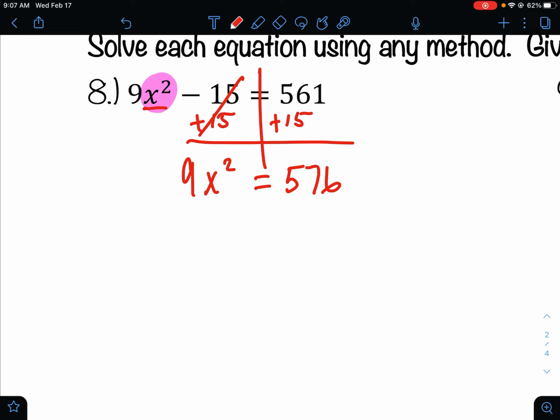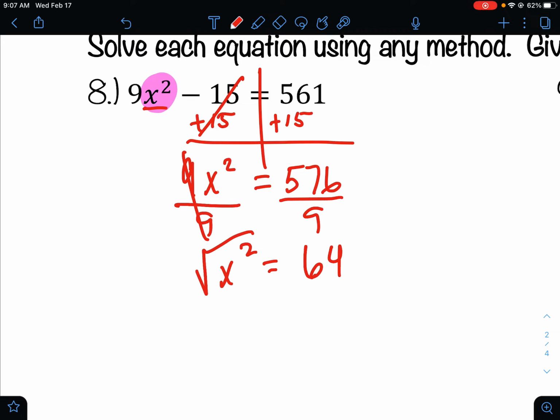You want to be careful. A common mistake here, kids want to take the square root prematurely. You cannot take the square root until there is nothing else to do. So I cannot take the square root right here because I can still divide by 9. If there's something you can do, you want to do that before you take the square root. You save the square root for last. That gives me x squared equals 64.